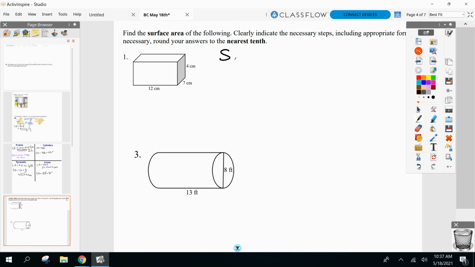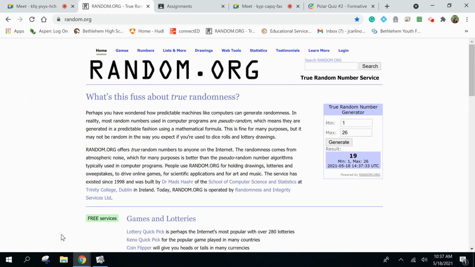Rectangular prism. I don't have a formula for it, but how are you going to tell me to find the surface area of it? You're going to find the lengths of each rectangle for each side. The lengths? Or the areas. Areas of all the faces. Correct. How many faces are there? 6. All right. Somebody help me with that right now.